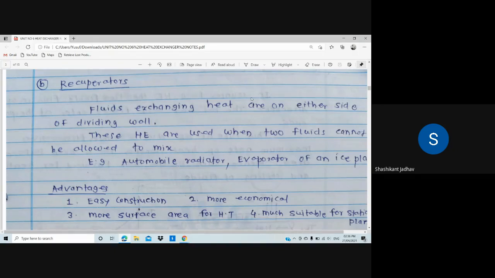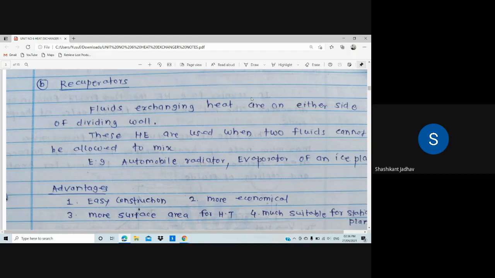Okay, then next line. These heat exchangers are used when two fluids cannot be allowed to mix. त्या हीट एक्सचेंजर मध्ये हॉट फ्लुइड आणि कोल्ड फ्लुइड हे मिक्स होणार नाही, लक्षात. ओके, so these heat exchangers are used when two fluids cannot be allowed to mix.